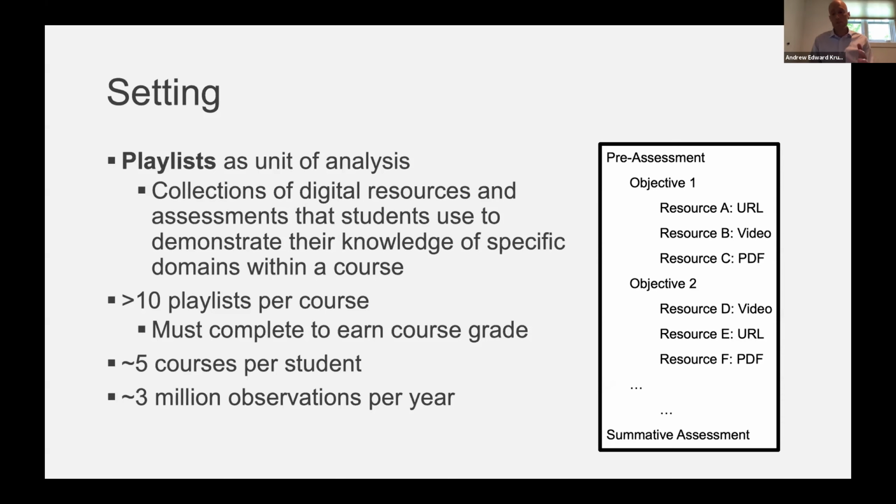A student could immediately jump into a summative assessment. A student could immediately jump into a resource. There were no constraints on how a student was to use them. And within the CMO, there's about 10 playlists per course that you need to complete. And we had data about 5 courses per student, which led to approximately 3 million observations per year across those students.